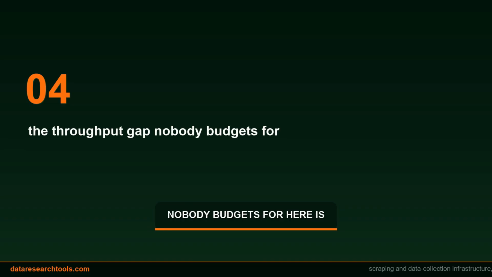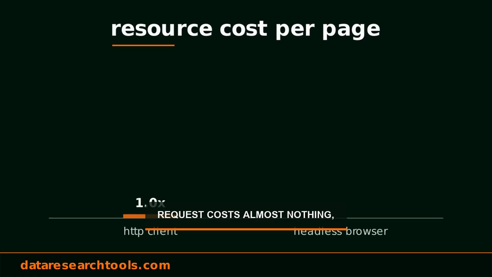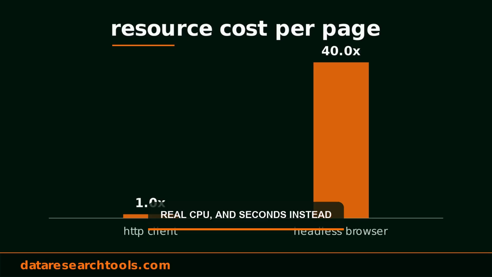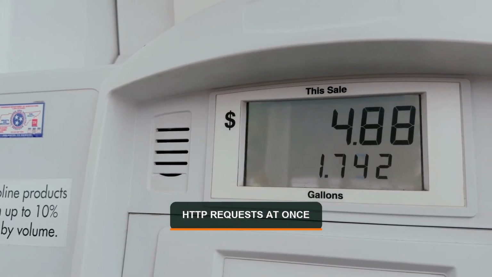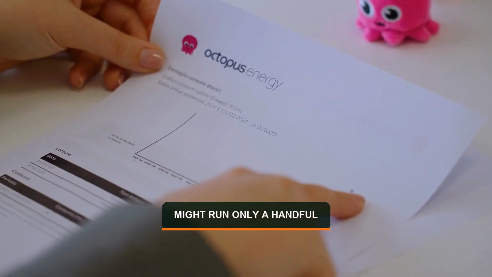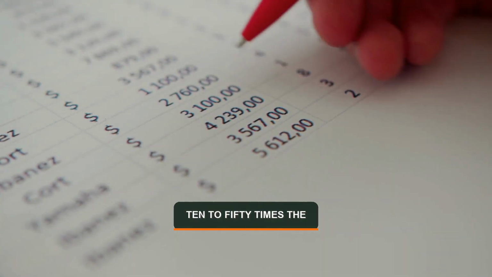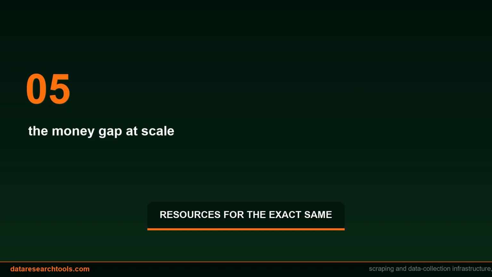The throughput gap nobody budgets for. Here is the trade-off people skip right past. A raw HTTP request costs almost nothing, a few milliseconds and a sliver of memory. A full browser page costs hundreds of megabytes of memory, real CPU, and seconds instead of milliseconds. So the same box that comfortably runs 1,000 HTTP requests at once might run only a handful of browser pages before it falls over. The gap is not small, it is routinely 10 to 50 times the resources for the exact same page. That is the price of executing JavaScript, and you only want to pay it when the page leaves you no choice.